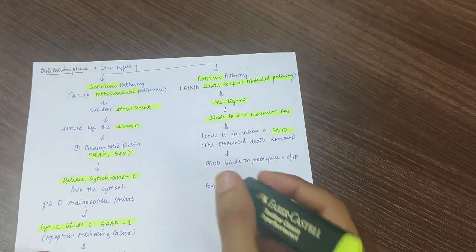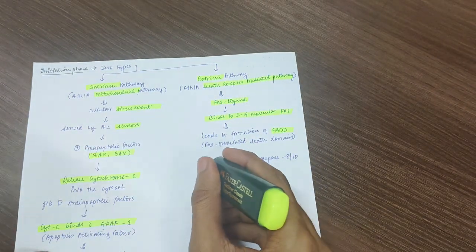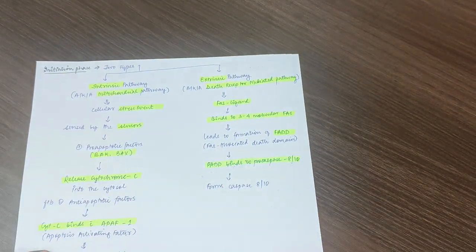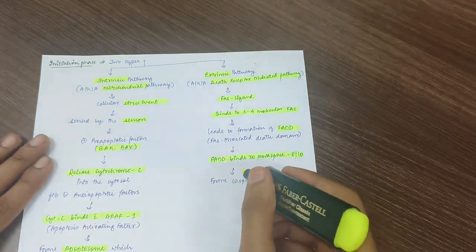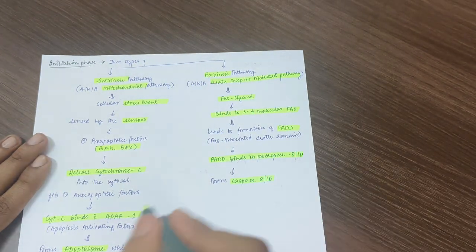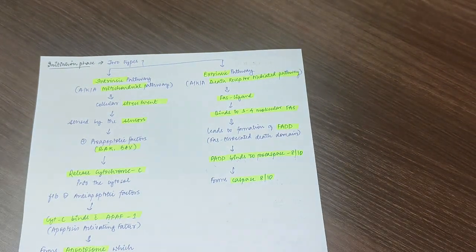FADD binds to procaspase 8. So after binding of procaspase 8 and 10 to this particular FADD, what happens? They get converted to active caspases, that is 8 and 10. These are the key enzymes which are required for apoptosis. Okay, never forget, caspases are the enzymes which are very much required for apoptosis to occur in our body.